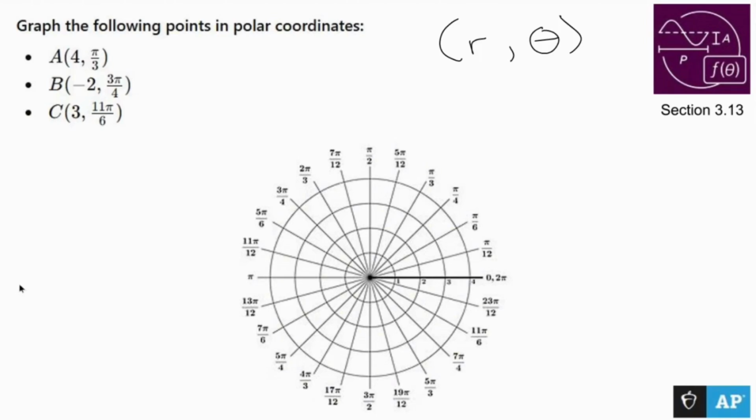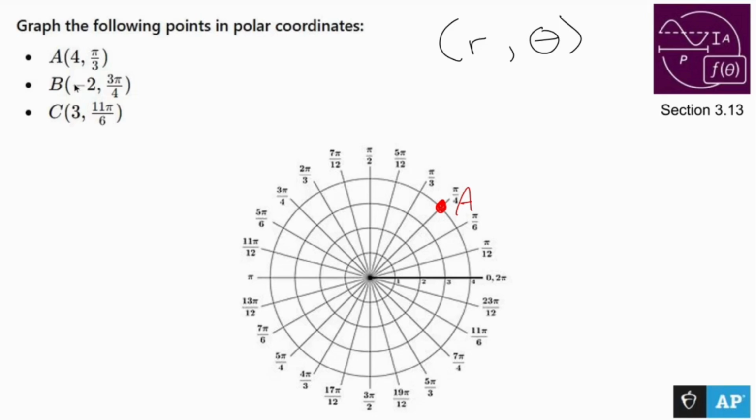So when we are asked to graph something like A, 4 and then pi over 3, that means we first go over to pi over 3, which is right here, and here's the pole. We go towards it 1, 2, 3, 4 units. So that would be A.